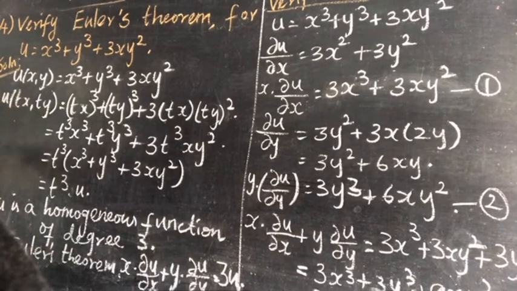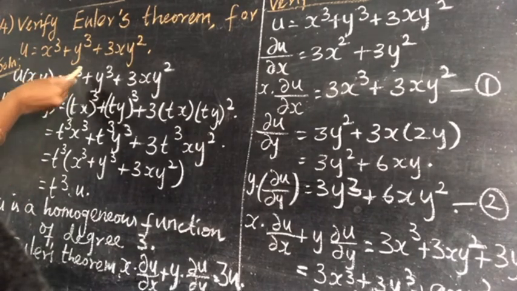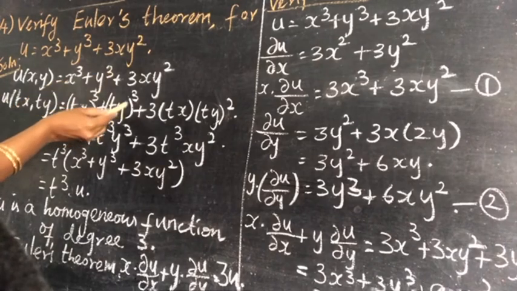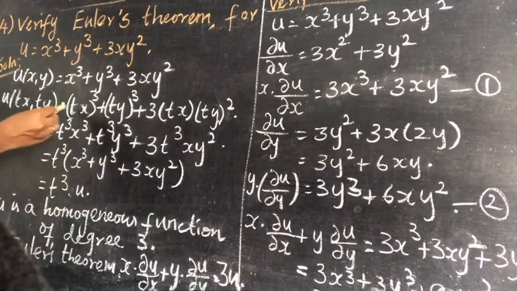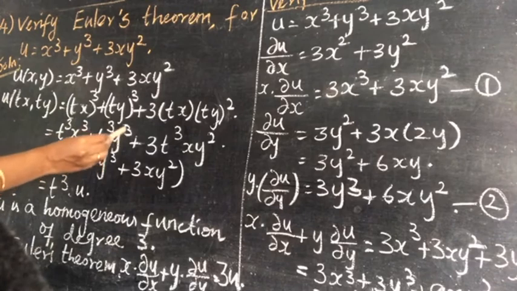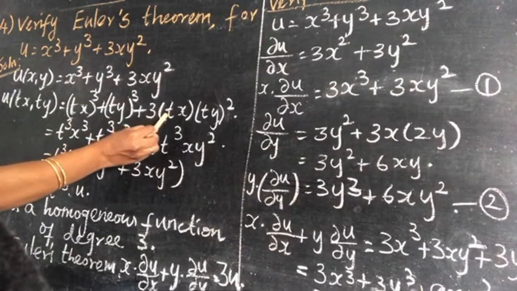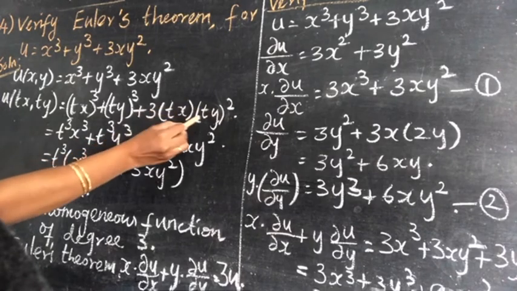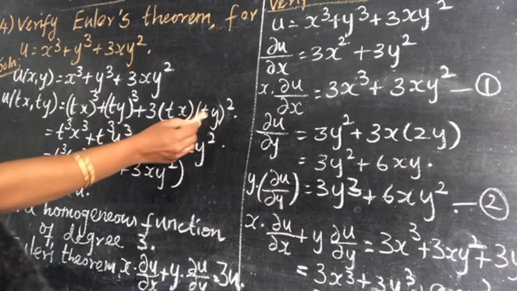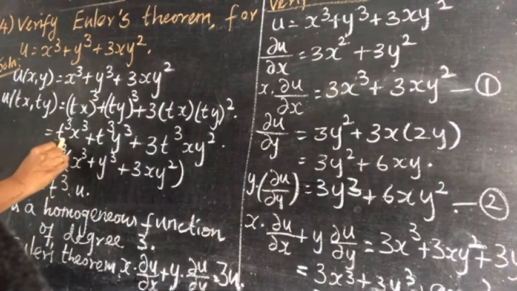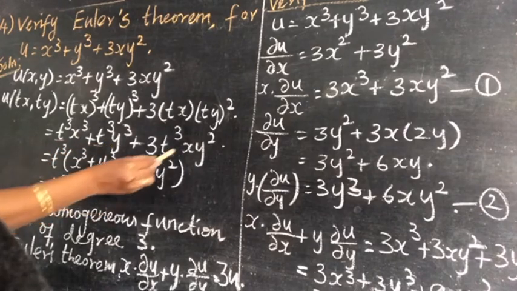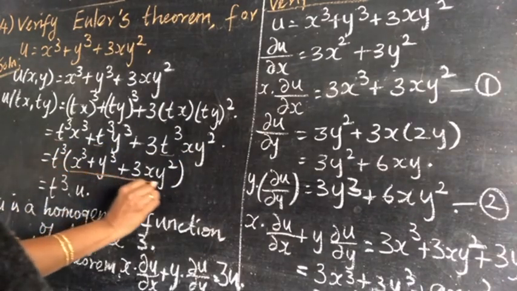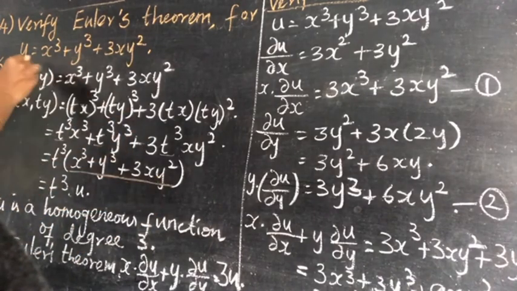Instead of x we have tx, instead of y we have ty. So, we have to substitute like that. So, x cube, that is tx the whole cube, plus y cube, that is ty the whole cube, plus 3 into tx into ty the whole square. So, that is t cube x cube plus t cube y cube plus 3 into t, here for t we have t square. So, t into t square, it is t cube, x and y square. We can take t cube as common. So, t cube into x cube plus y cube plus 3xy square. It is the given function, isn't it? x cube plus y cube plus 3xy square is our u.